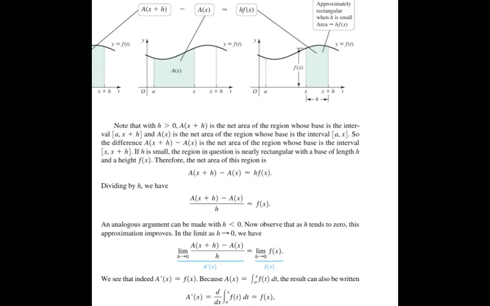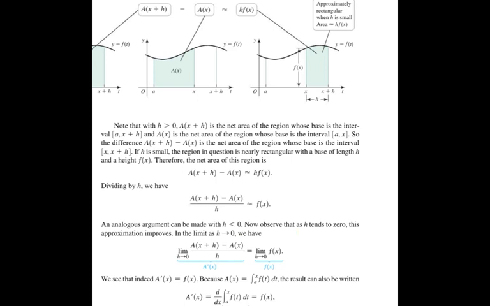So this is like the difference quotient that we had before from college algebra. So we have A of x plus h minus A of x over h is approximately f of x. Okay. So then an analogous argument can be made when h is negative, and that's fine.